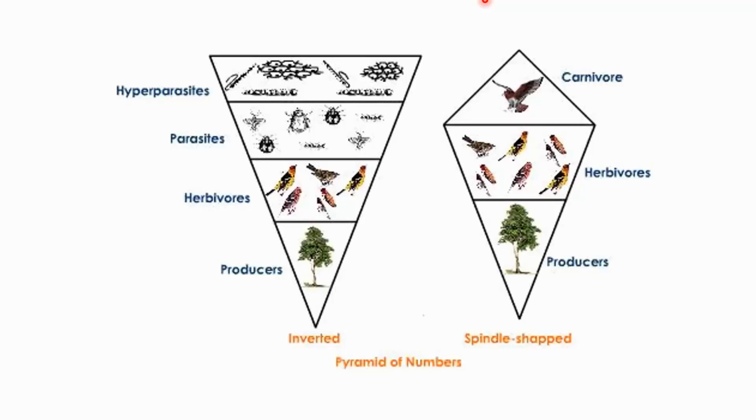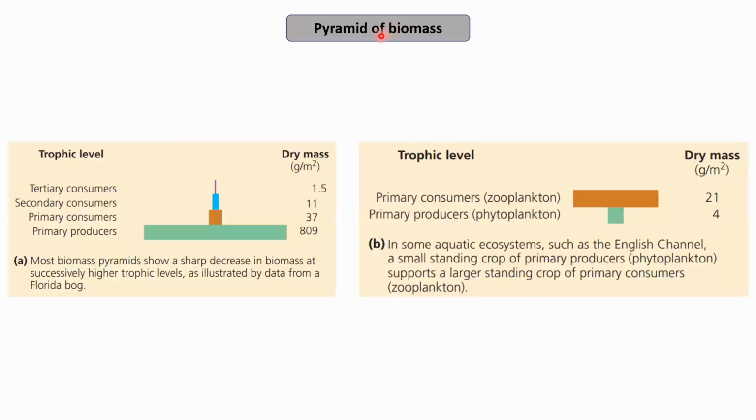Maybe you will get some different type of pyramid. The next is the pyramid of biomass. We know what a biomass is. Biomass, we discussed in the first lecture, is the amount of mass of the organisms that are present at a particular trophic level. Similar to the pyramid of numbers, the pyramid of biomass can be both upright as well as inverted.